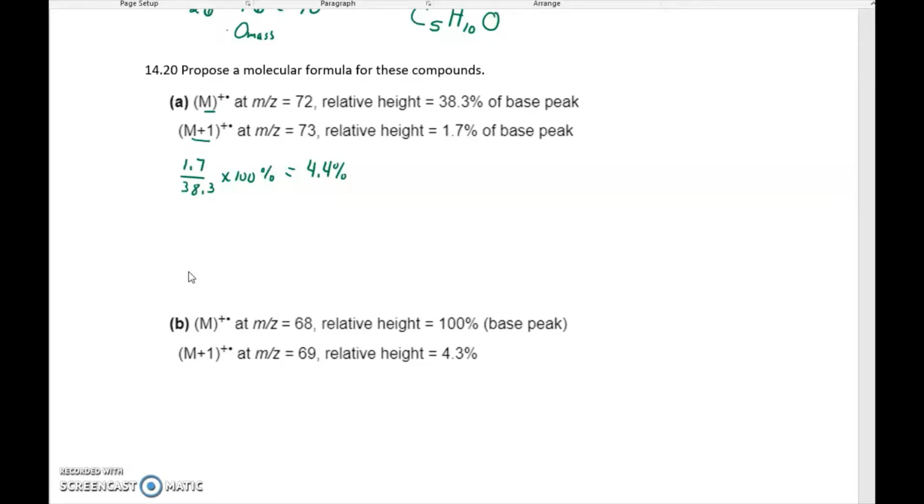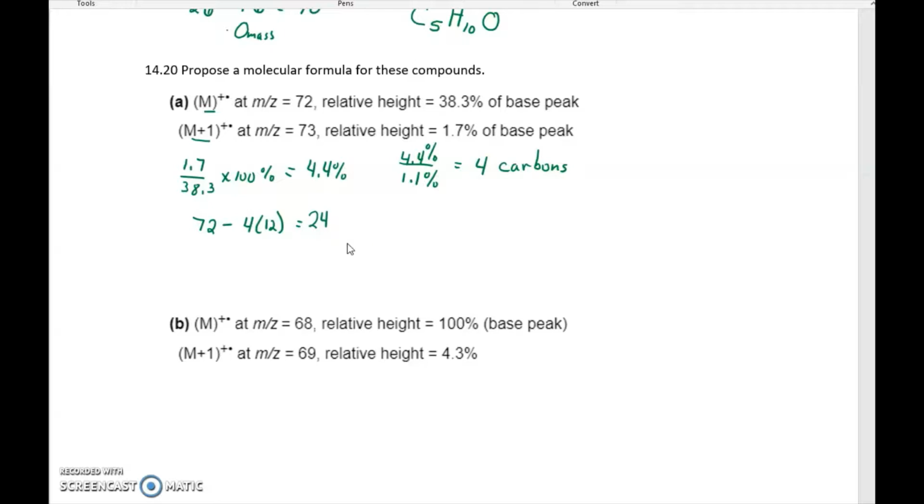We'll need to divide that by the percent of carbon-13 in the environment. This one's going to work out nice and even, so we've got 4 carbons. And we're going to do the same thing as we did before. I'm going to take the mass of 72 and subtract off the mass of the 4 carbons. And that's going to give me 48 left. No, 24 left. That leaves me 24.